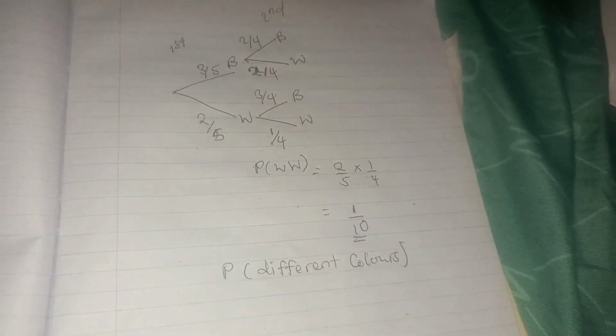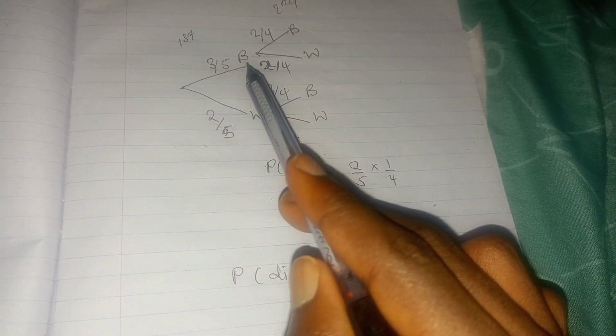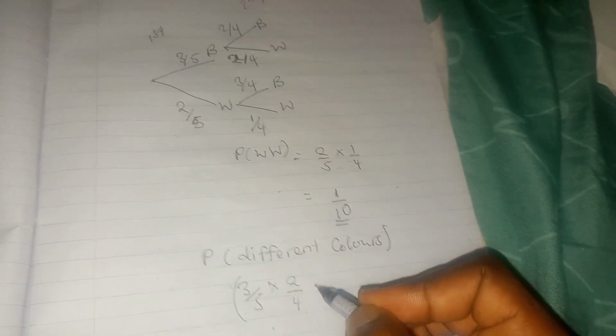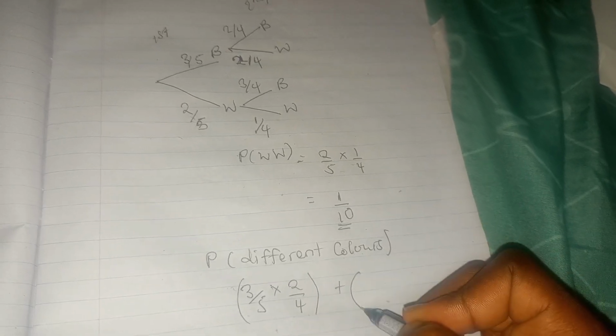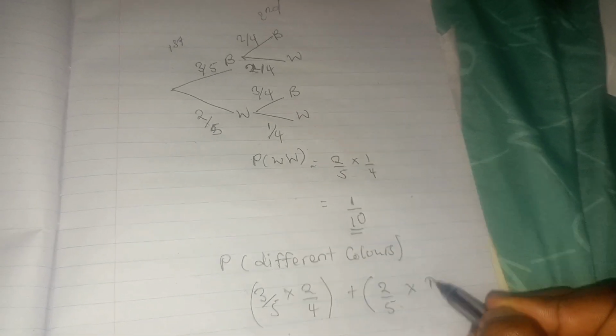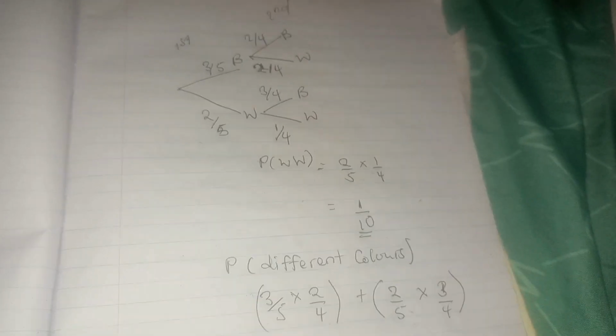So if we have different colors, then meaning we can either have a black in the first take and a white in the second take, or a white in the first take and a black in the second take. So this is going to be 3 over 5 for the black in the first take, multiplied by 2 over 4 for the white in the second take, and then plus the 2 over 5 for the white in the first take multiplied by 3 over 4 for the black.